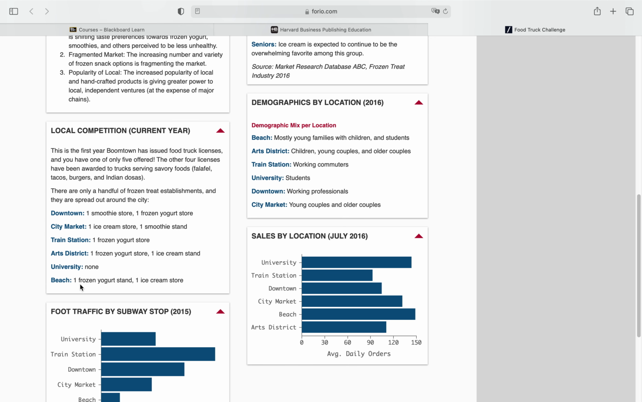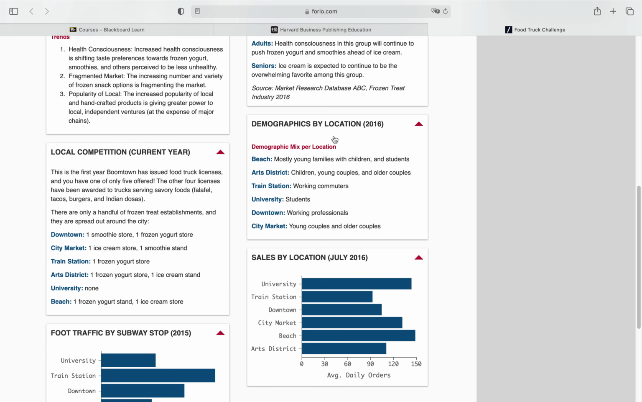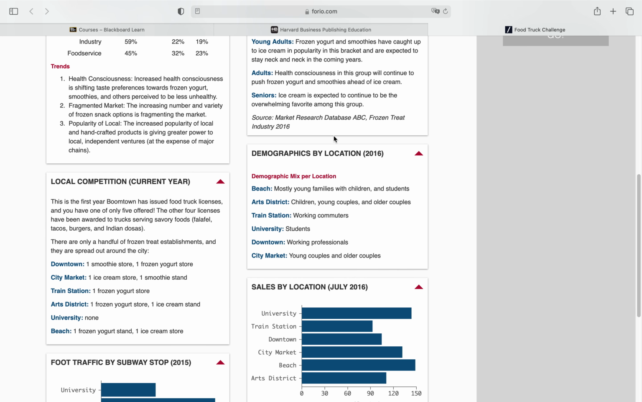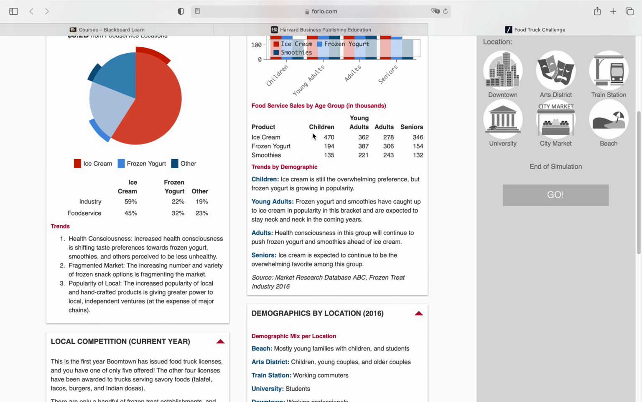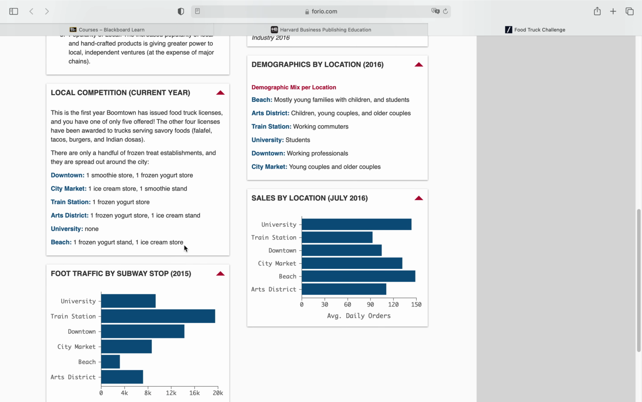So at the beach, you have one frozen yogurt stand and one ice cream store. That leaves me with the decision of what I want to do. For sure, I don't want to go with ice cream. The reason is, as you can see, the beach has mostly young families with children and students. So that gives you a lot of children and also some young adults. Despite the fact that ice cream is really close in ratio in the young adult section, among children it is dominant over the other two. So with that being said, the ice cream store is going to sell in this location.